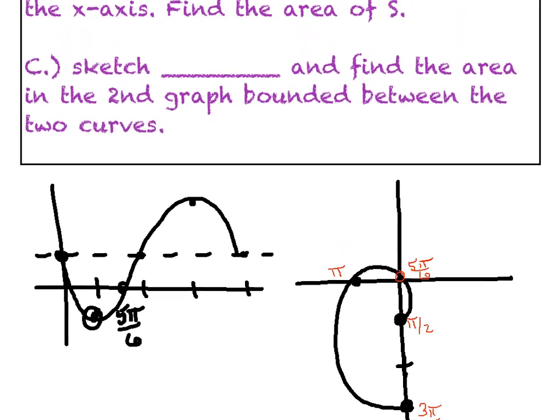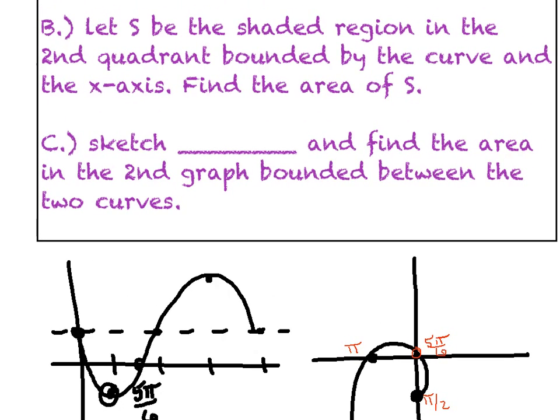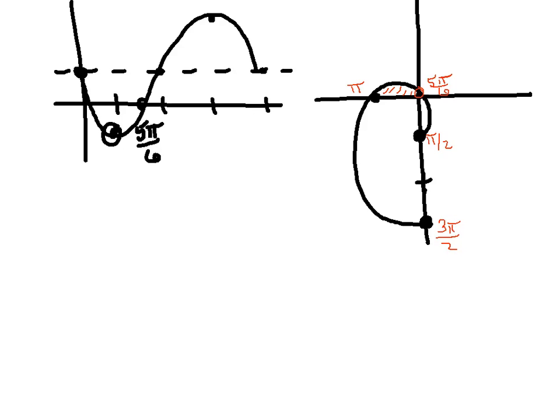Now, as far as part B goes, they said let S be the shaded region in the second quadrant bounded by the curve and the x-axis. So let's go ahead and shade that in a little bit. Let's say that this is what they're referring to with region S. And they want me to find the area of S. So that's not too bad. We've memorized our area formula. We're feeling pretty good about that.